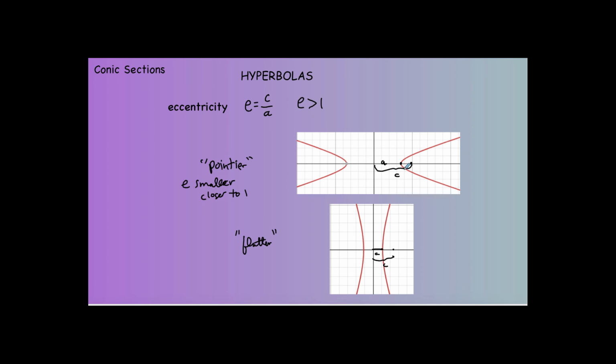If e is closer to 1, then c and a are going to be closer to each other. And if c is much greater than a, then this ratio is going to be larger and larger, bigger than 1. So e will be a larger number, and that's what causes it to be flatter this way. Okay, so that's a characterization of eccentricity.